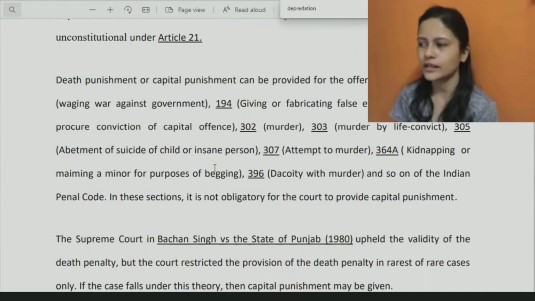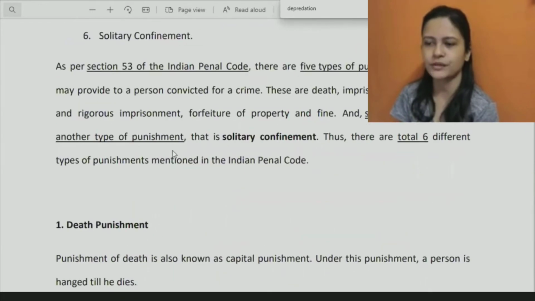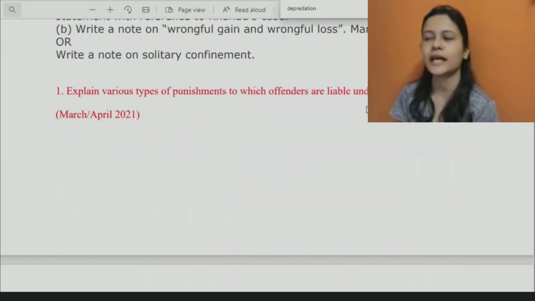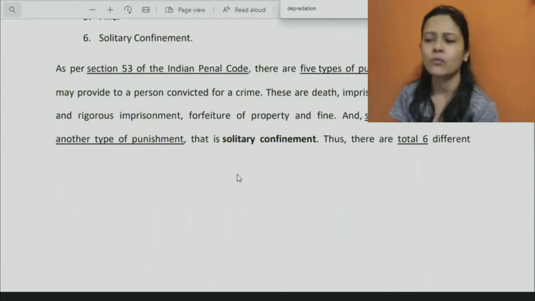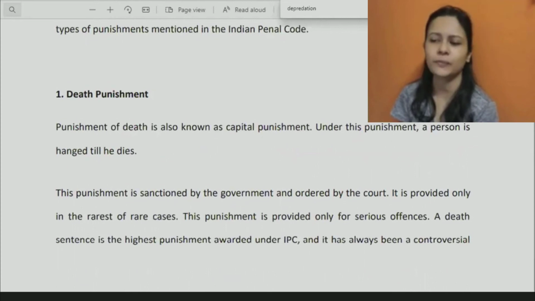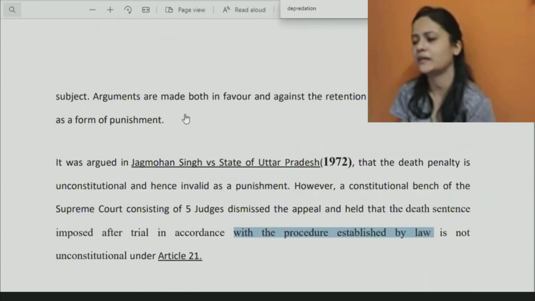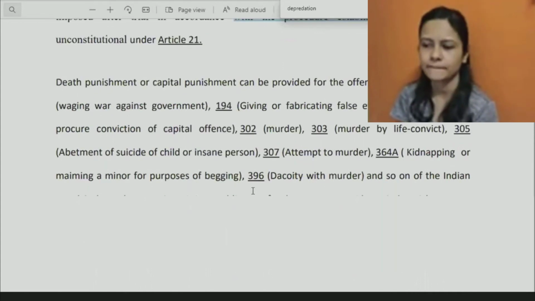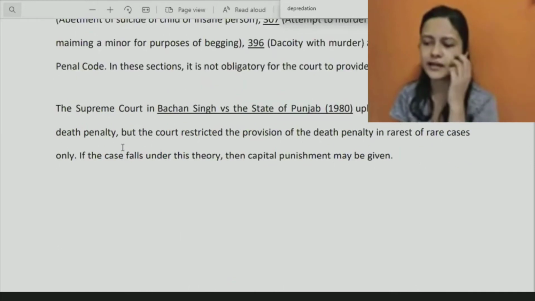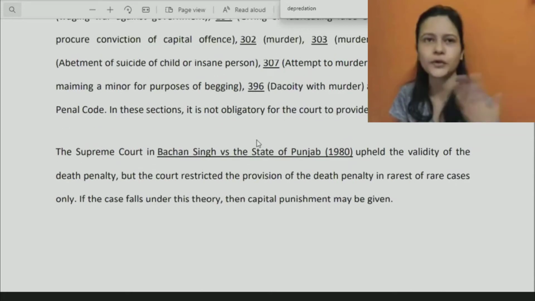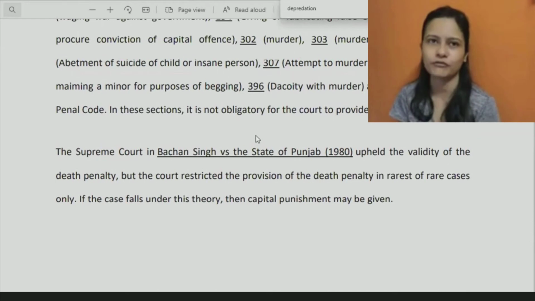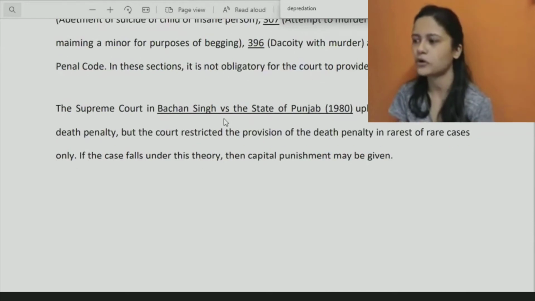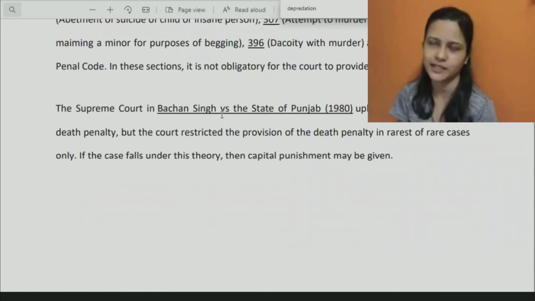I don't think it will make much sense in this question, because the question is about punishments, what all types of punishments are there. So you can write one or two cases for each punishment, but in death penalty, if you are writing multiple cases for all these sections, that does not make sense. These two I am giving because they are landmark cases, so I have added them. But you don't need to write so many cases, because the question is focusing on types of punishments. So you can explain more on different types of punishments, and maybe write some other cases relating to different types.